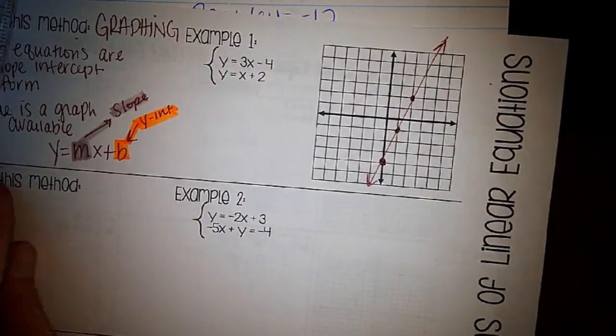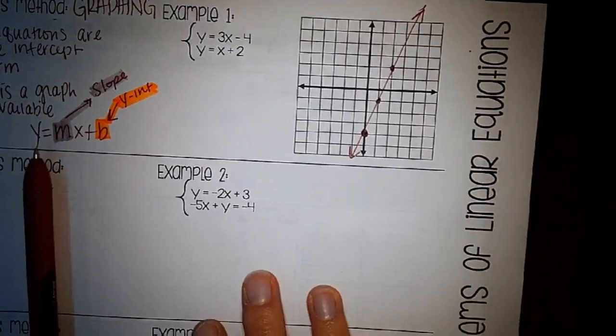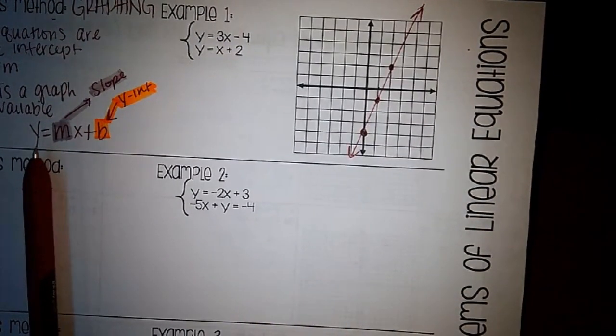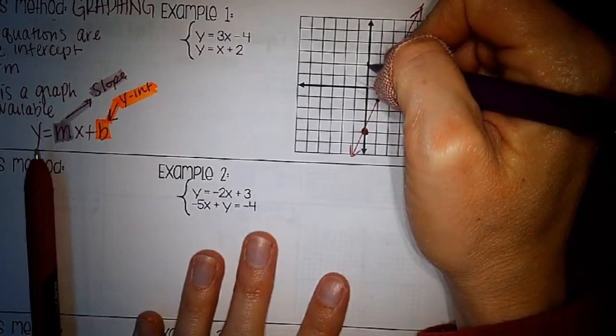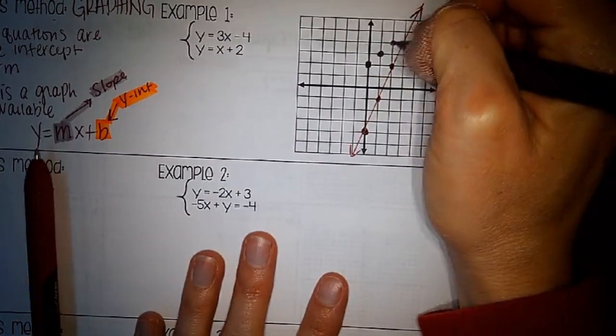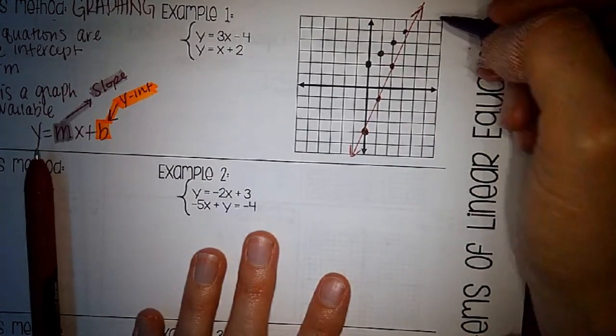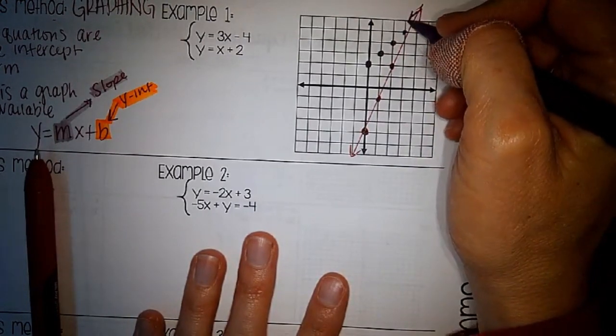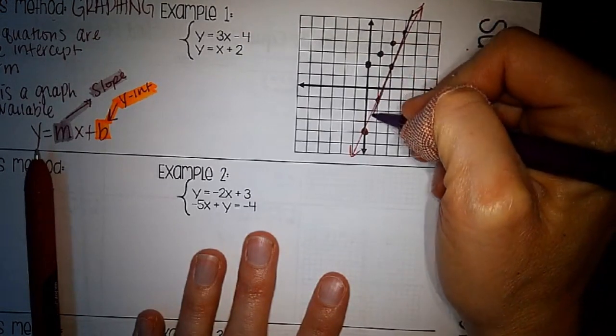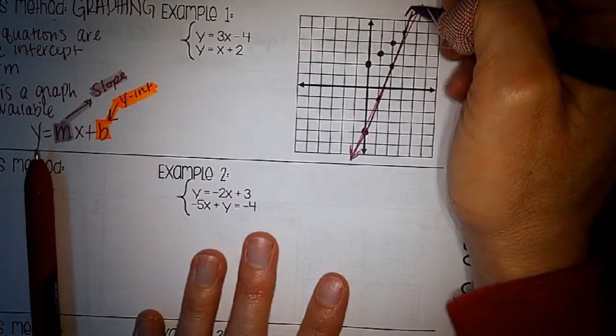Okay, and then what's my next one? Start at 2. My line's supposed to meet here. I just can't draw a line to save my life. Okay.